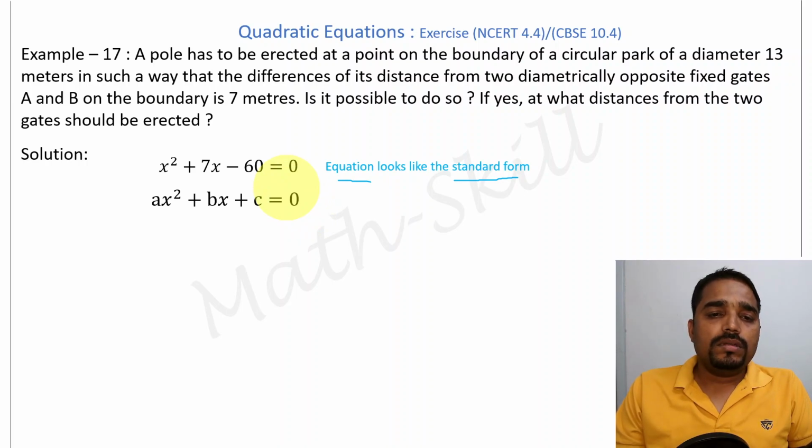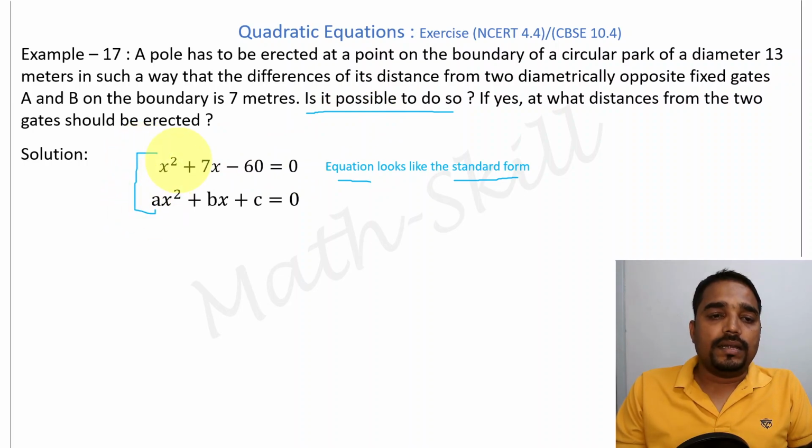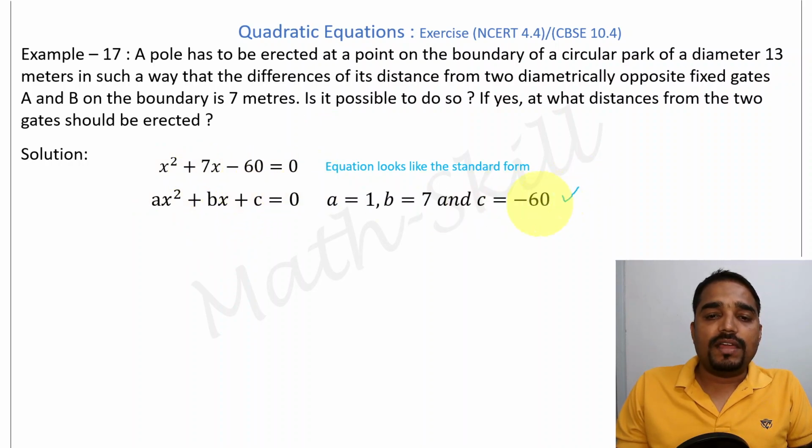Now in order to simplify this further, we will first have to assess whether the condition we are asked to solve is practically possible or not. That is, it is practically possible if real roots exist, or if the real roots do not exist, then this condition itself is not possible. In order to find that, let us find the discriminant for the given equation, comparing both the equations. Wherever there is a in standard form, we have no coefficient, which means a is equal to 1, and also b is equal to 7 and c is equal to minus 60. That is, a, b and c values we have found out here.